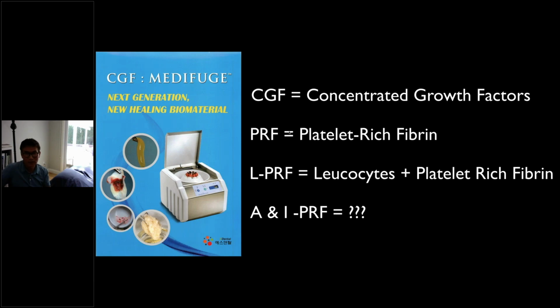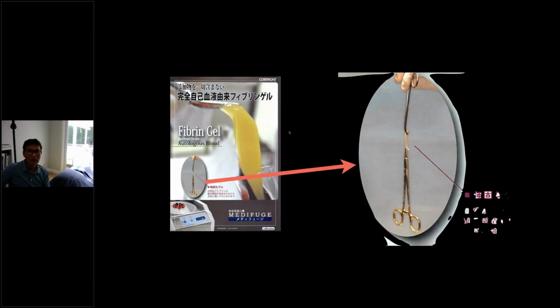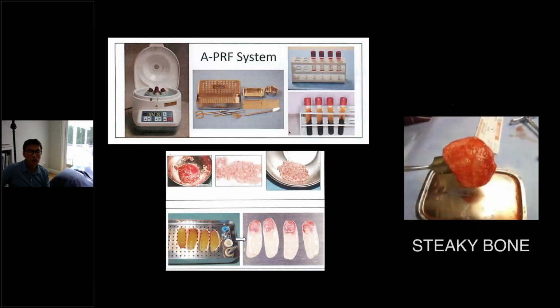Dr. Rodella from Italy, Professor Rodella, has a lot of research on this, and then Dr. D.S. Son in Korea has a lot of research and protocol. So L-PRF, A-PRF, I-PRF. Anyway, CGF stays longer. It's not a membrane, but a kind of fibrin pressure-type gel, which stays much longer.